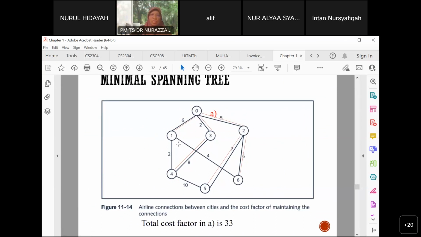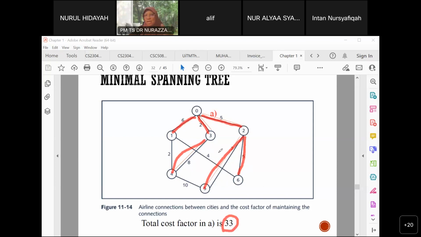So contohnya di sini dia hanya pilih okay, let's see this one, connection yang dipilih ialah, tengok yang merah tu kan, mungkin tak nampak sangat. Okay, this one, this one, 03, 34, 02, 26 dengan 25. So dia hanya ambil yang itu saja. That means dia masih connect semua vertices tu, tetapi total cost dia adalah minimum, 33.